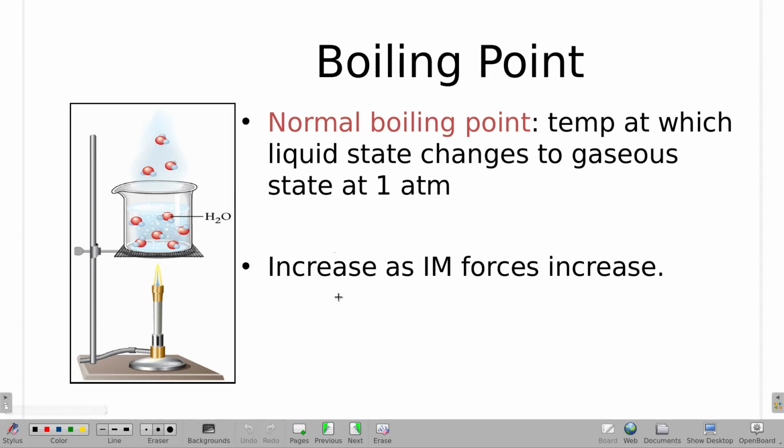But if we were to take that same beaker and try this in Denver, the boiling point is going to be lower. That's simply because the atmospheric pressure is low. Normal boiling point is when the atmospheric pressure is right at 1 atmosphere. But if we change the atmospheric pressure, boiling point does change.